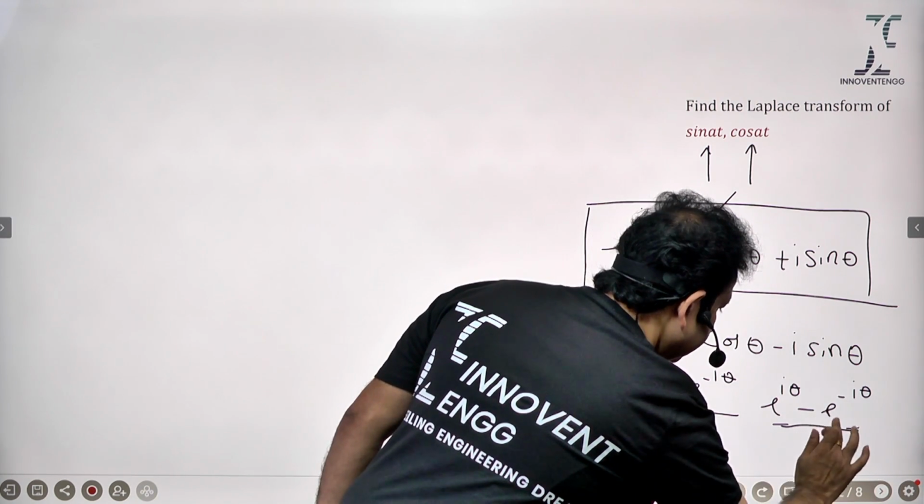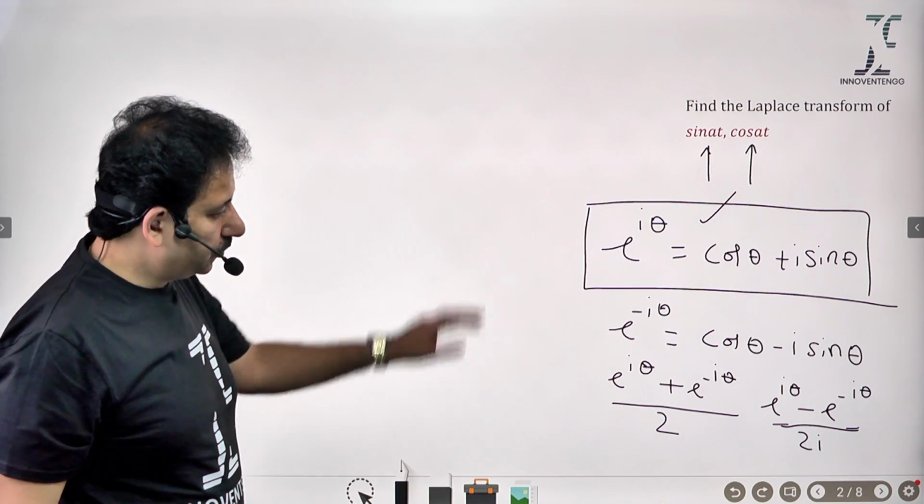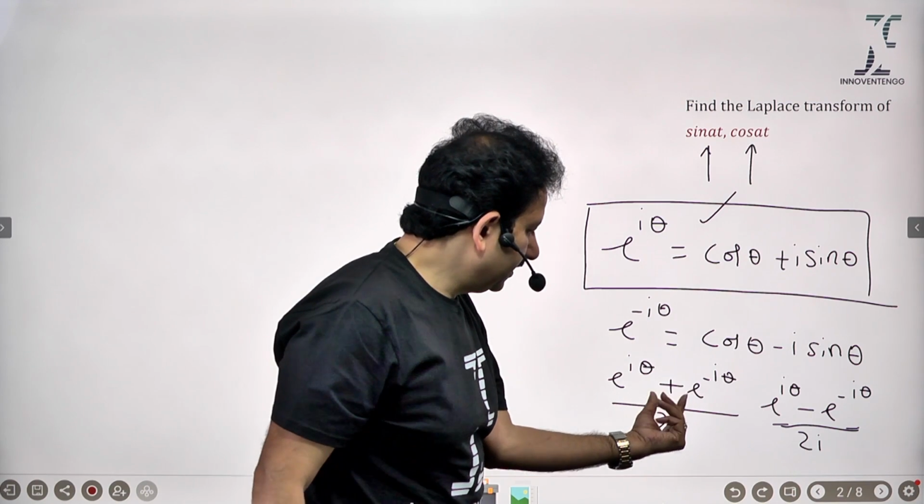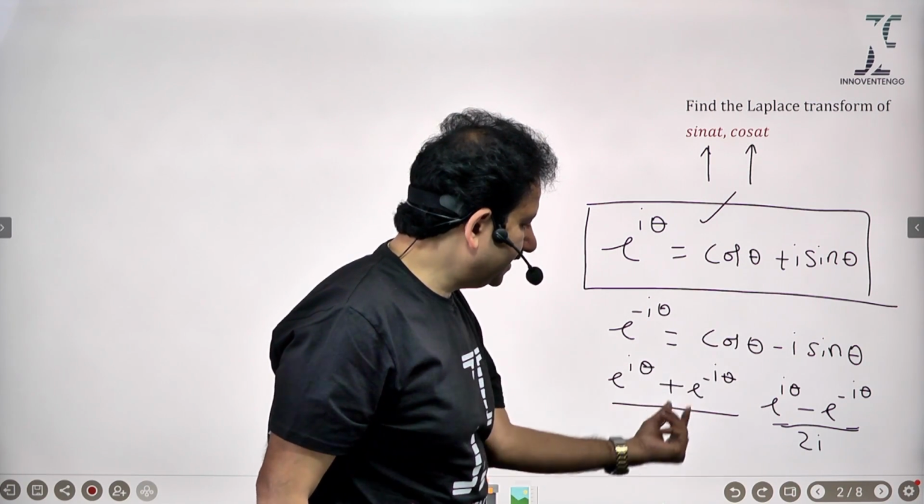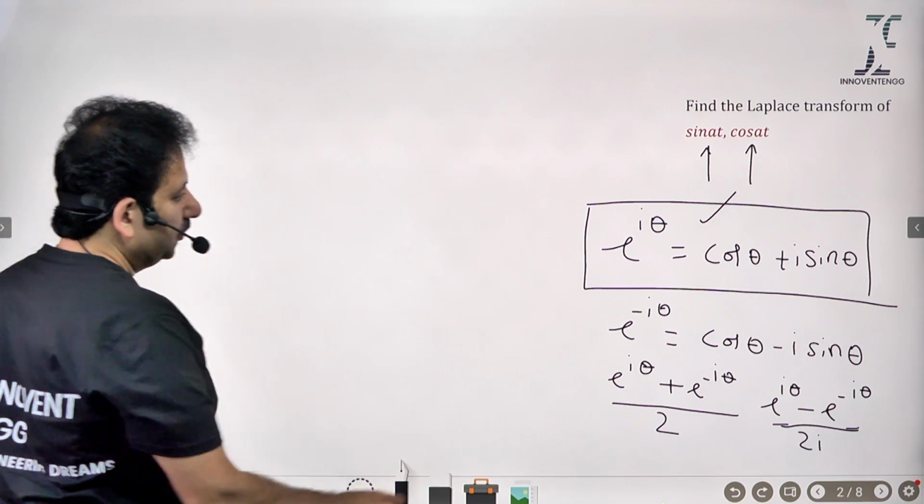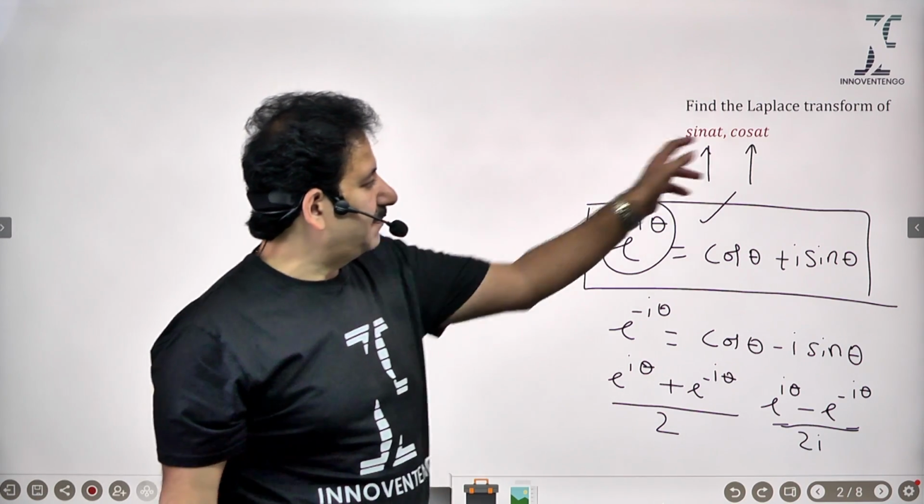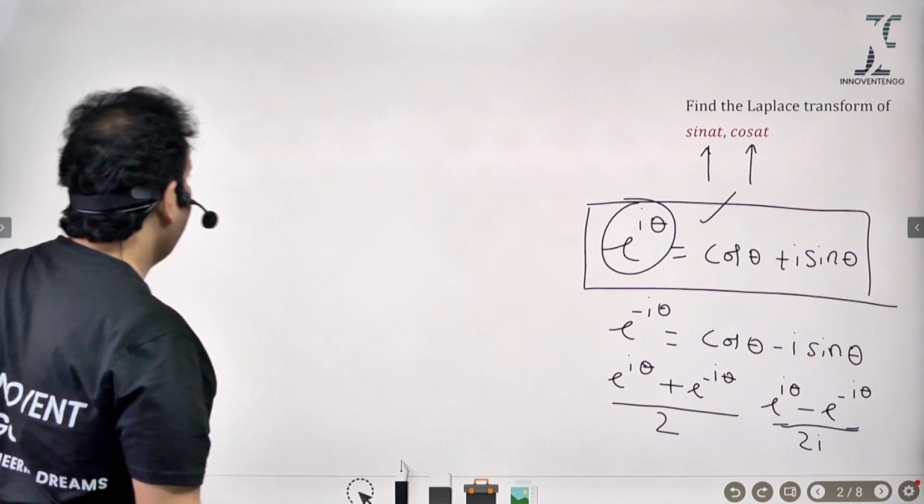Can I rewrite that as 2i, where i is a complex number? So you can express using these two exponentials either cos theta or sine theta. But we'll use this directly so that simultaneously I'll be able to get the Laplace transform for both of these. Let's see how to do that.